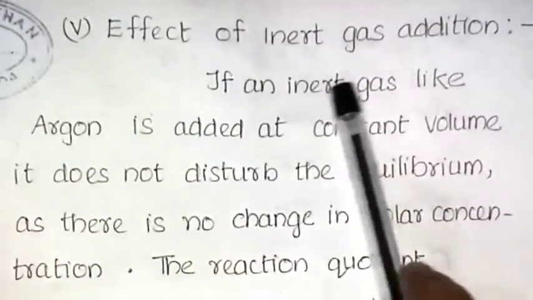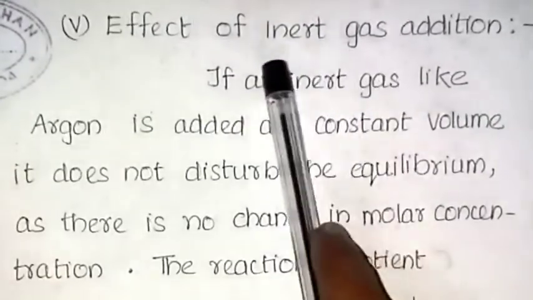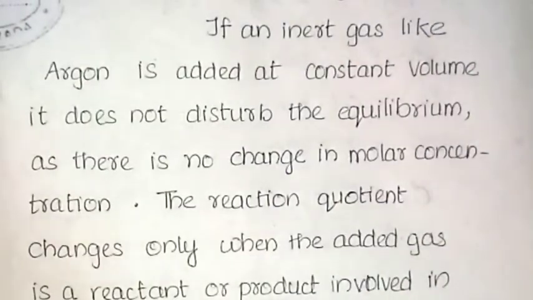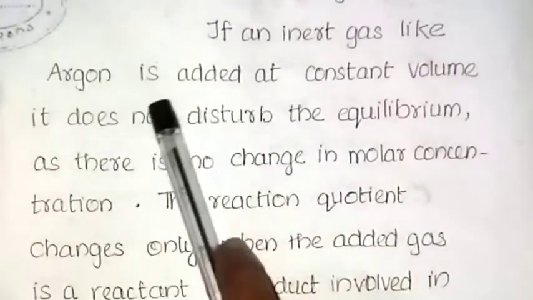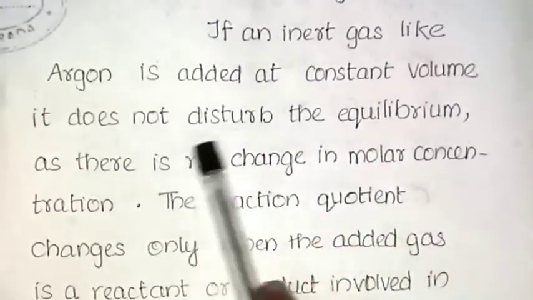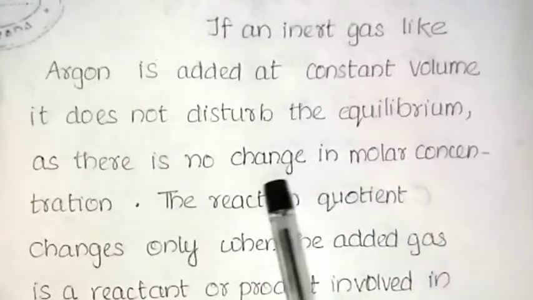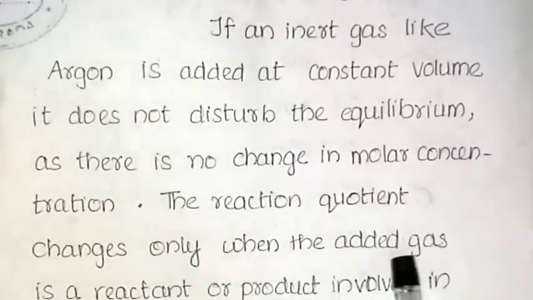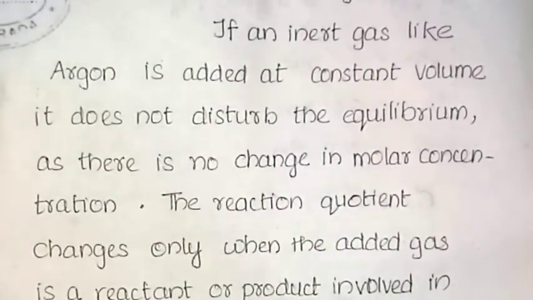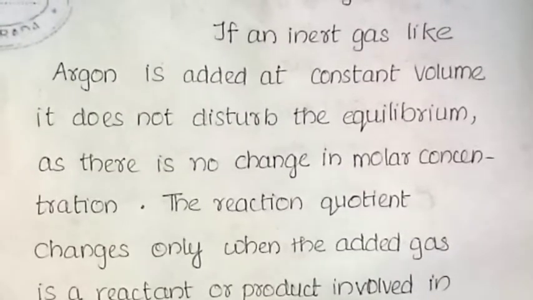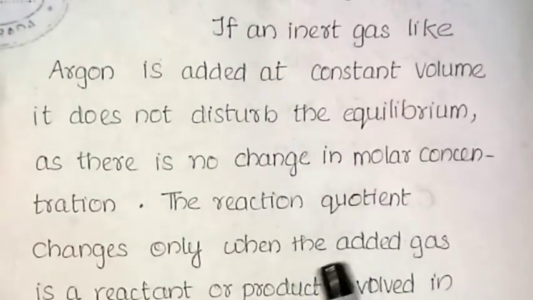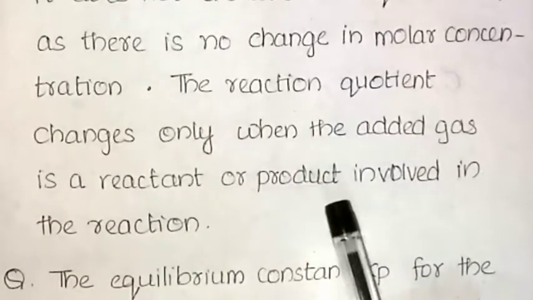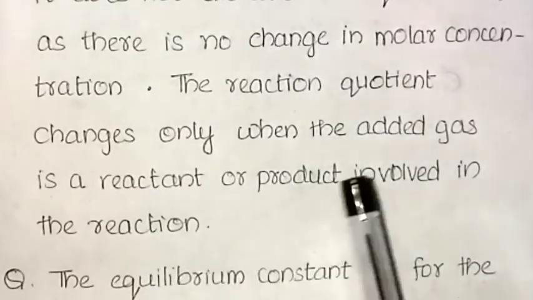Next one, the effect of inert gas addition. What is the effect when an inert gas is added to the equilibrium mixture? If an inert gas like argon is added at constant volume, it does not disturb the equilibrium as there is no change in molar concentration. The reaction quotient changes only when the added gas is a reactant or product involved in the reaction. So, when an inert gas is added, there is no change in the equilibrium condition, because only if the added substance is a reactant or product does the equilibrium shift.